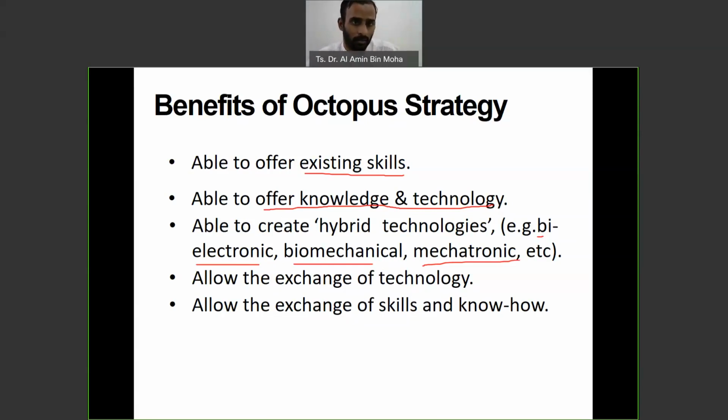And the octopus strategy also allows the exchange of technology itself, and the exchange of skills and know-how. And I believe we have more benefits that we can think of and we can discuss further. But next, let's go to the types of forms of the strategic alliance.